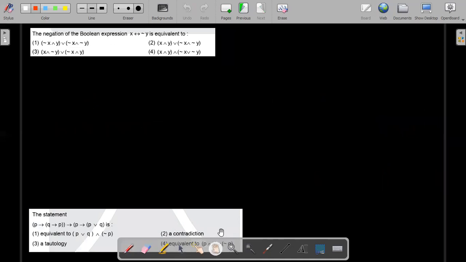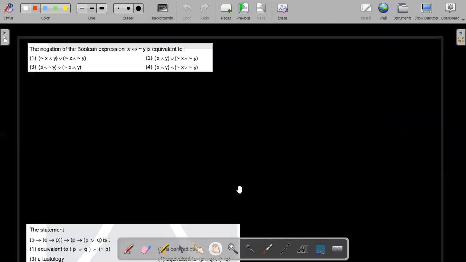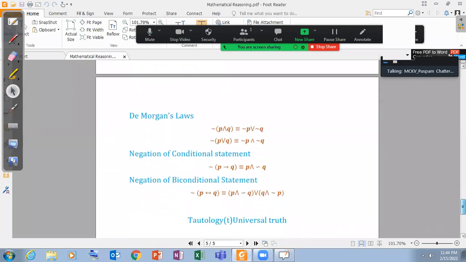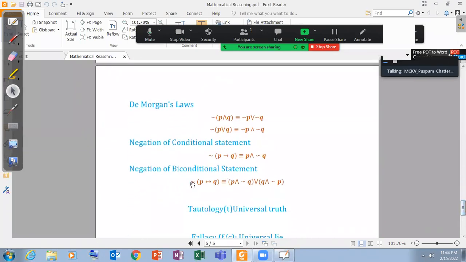Next question. The negation of the Boolean expression X biconditional negation Y. See here, it's a very basic question from the theory. Negation of a biconditional. Negation of P implies Q is P and negation Q.